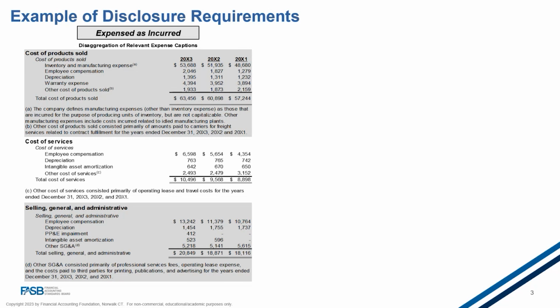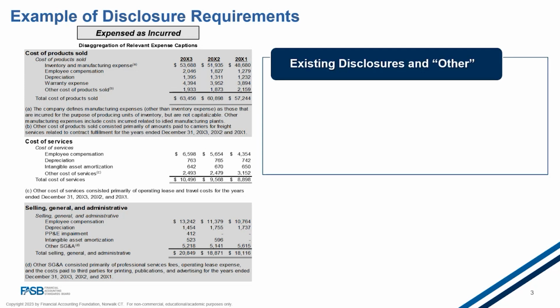Neither of those two expenses are included in the list of natural expense categories that require an expense caption to be further disaggregated. This illustrates another requirement of the proposed amendments. Entities should integrate certain existing disclosures into the same tabular format disclosure as the proposed new disaggregation requirements. There are two parts to this requirement.